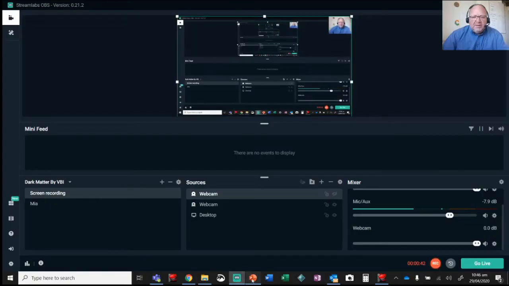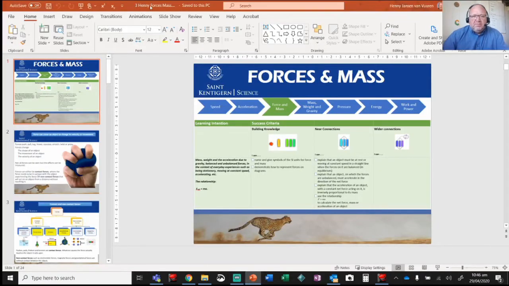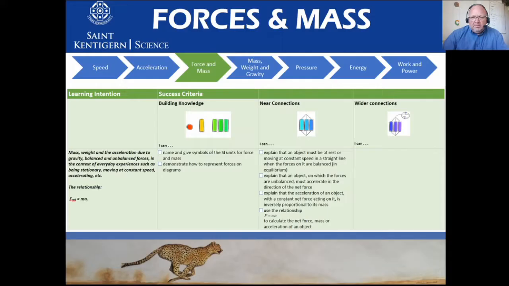Last term, we started looking at motion and acceleration and speed and distance time graphs and acceleration time graphs and all of that. We now need to move on to forces. And we've talked about forces a bit in class already. But without further ado, let's specifically start looking at forces. If you are following along, it is PowerPoint number 3, forces and mass.